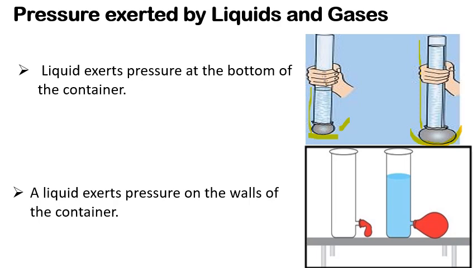As you increase the height of the water column, the amount of bulge in the rubber sheet is increased. From this, we can infer that liquid exerts pressure at the bottom of the container.